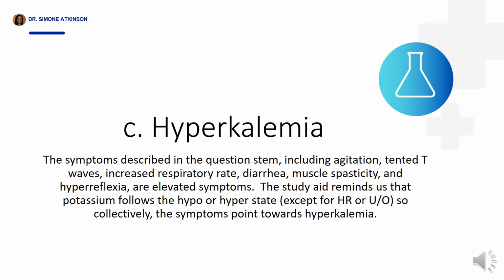And the answer is C, hyperkalemia. We could see from the symptoms described in the question stem, including agitation, the tented T waves, increased respiratory rate, diarrhea, muscle spasticity, and hyperreflexia are elevated symptoms. So the study aid reminds us that potassium follows the hypo or hyper state, except for the heart rate or urinary output. So collectively, the symptoms all pointed towards hyperkalemia.